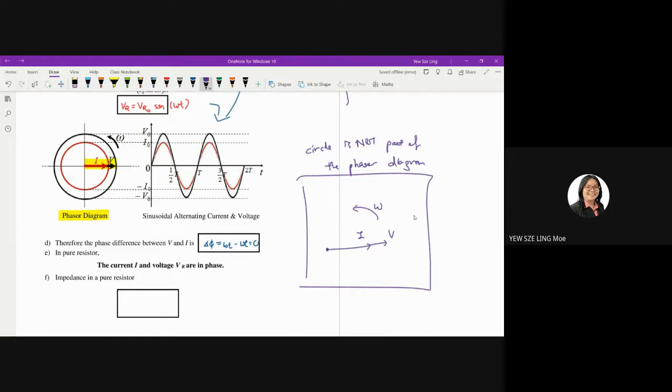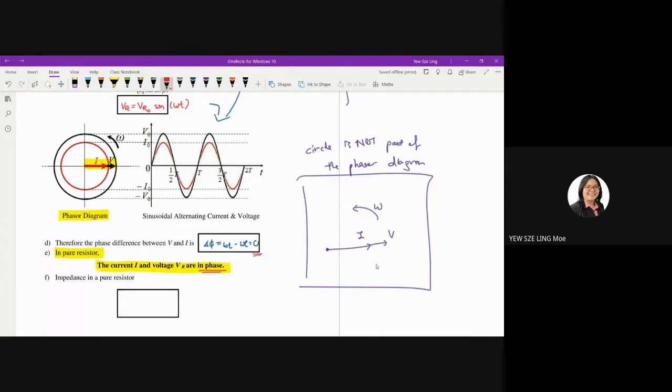The purple color diagram on the right hand side, that is what you should do. So I and V rotate in the anti-clockwise direction. Looking at the diagram itself, straight away you can tell the phase difference is 0, and thus in a pure resistor, that is how you should answer the question. The current and the voltage are in phase. The key words right here is in phase. How do I know in phase? Because phase difference is 0.